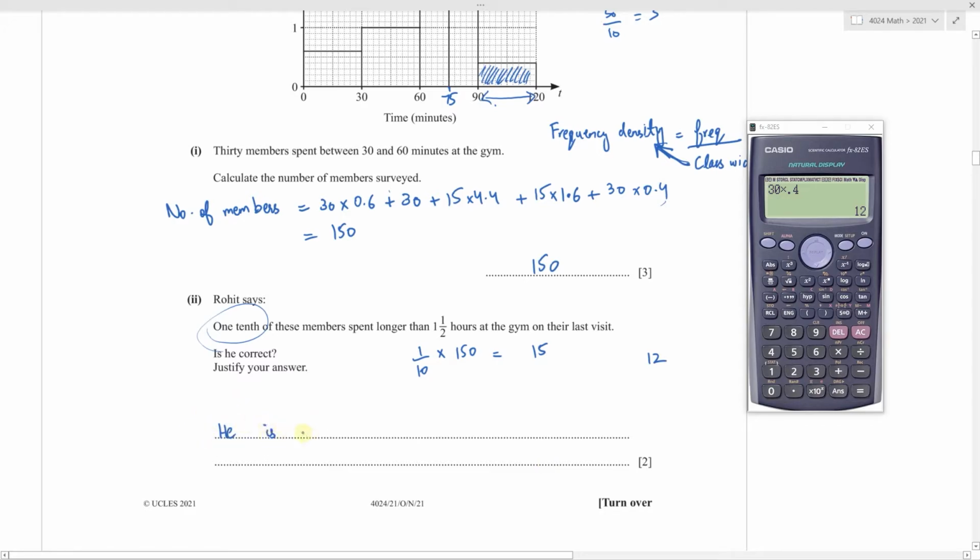So we can say he is wrong because 1/10 is 15 members, but actually 12 members spent longer than 1.5 hours. So Rohit is wrong here.